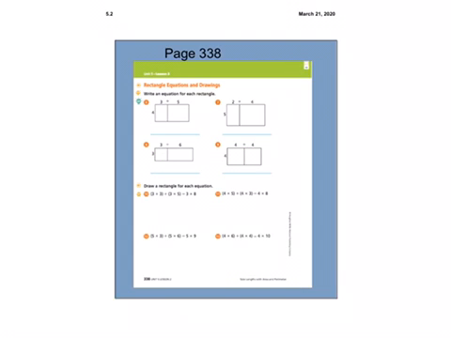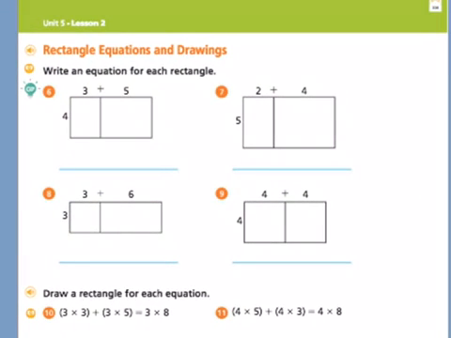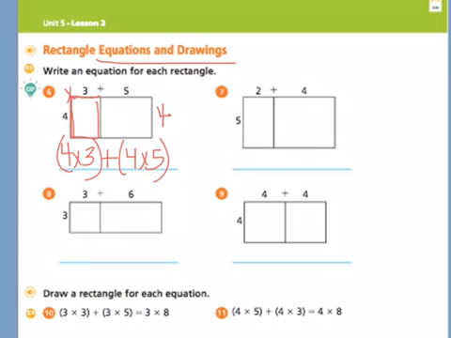Now turn to page 338, and we are going to write an equation for each rectangle. So we're writing equations and we're using these drawings. When you look at this first rectangle right here, it is 4 times 3 in parentheses. And if this side is 4, then this side is 4 as well. We're going to add it together, and we're going to say 4 times 5 in parentheses. And that is the same as 4 times, and here's where you put the 3 and the 5 together, times 8. And I know some of you are going to want to get that answer. However, you don't have to. It's just the equation that we're working on right now.